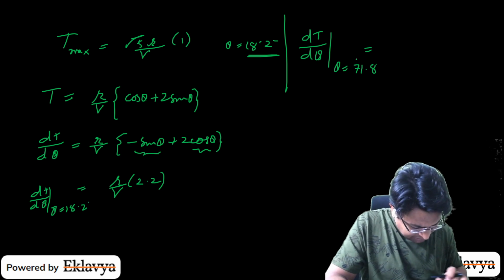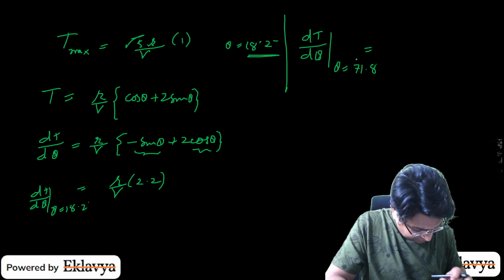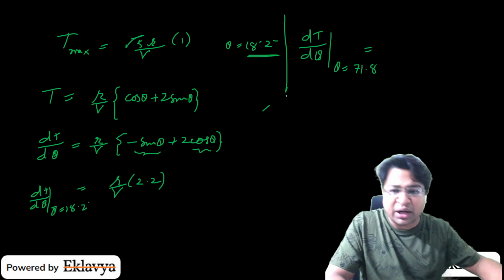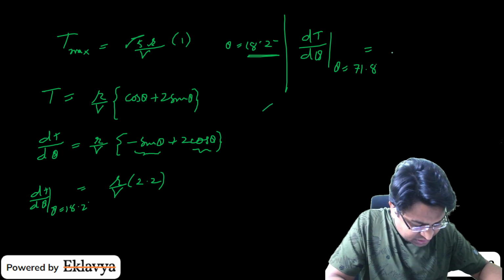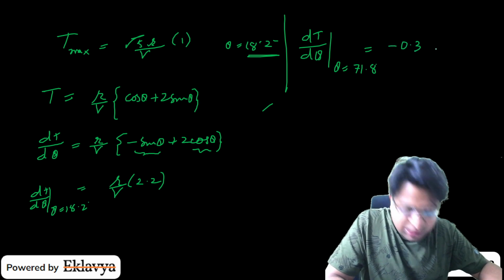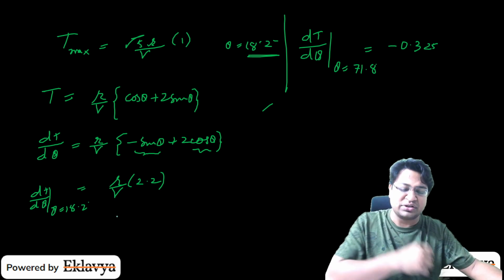71.8 minus sine of 71.8. Okay. So we do end up with a negative number in this case. So what do we learn from here? We learned that this is a monotonically decreasing function.